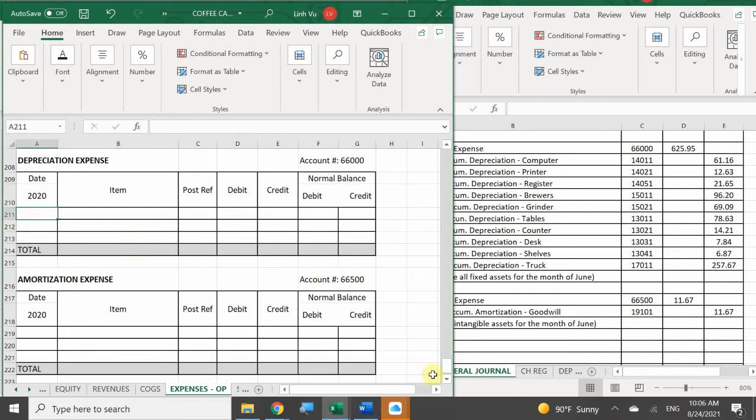So depreciation expense, it is June 30th. This is fixed assets for month of June. General Journal number 23 now, because we started on a new page. So that means my total amounted to $625.95, and that is going to be your beginning balance right here for $625.95.